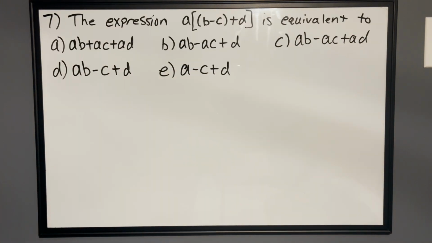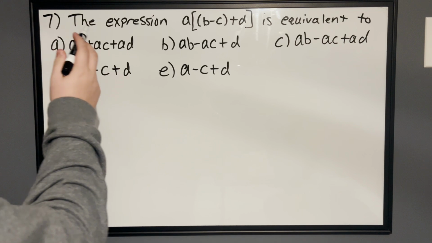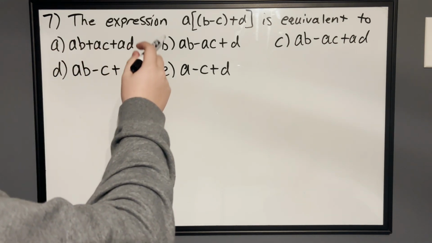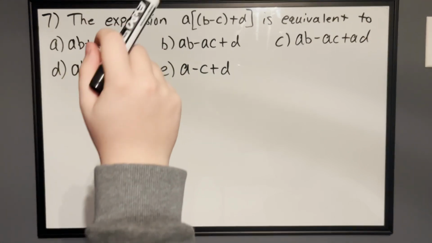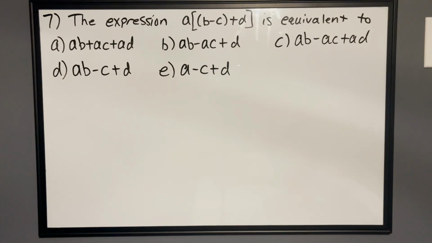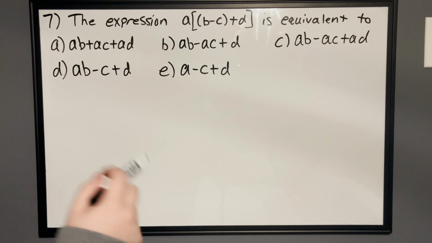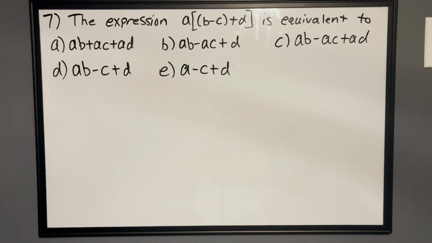Okay, so here we have question number 7. It says the expression A times the quantity B minus C plus D is equivalent to which one of these? Is it A, AB plus AC plus AD? Is it B, AB minus AC plus D? Is it C, AB minus AC plus AD? D, AB minus C plus D, or E, A minus C plus D.